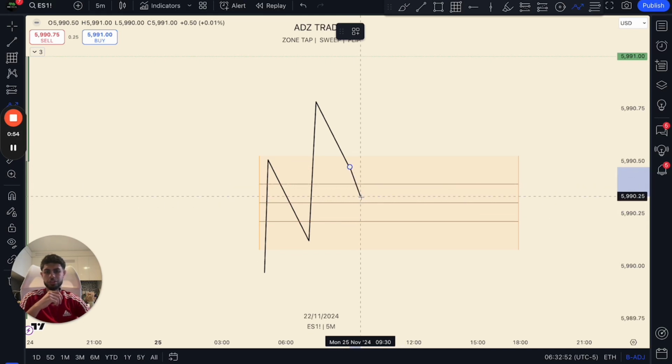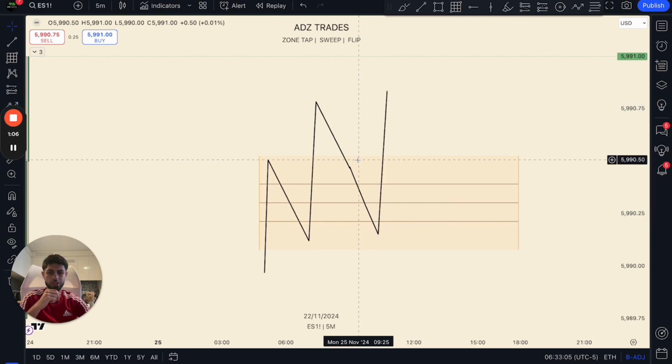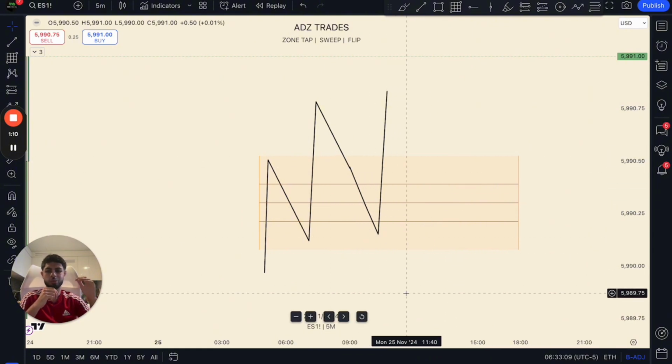So these lines are just 30, 50, 70%. Sometimes we come here and we bounce. Sometimes we come to here and we bounce. Sometimes we come all the way down, we may even wick the low and then we bounce. So if we enter too early, we get stopped out. If we enter too late, we miss the move. So how do we find the sweet spot?